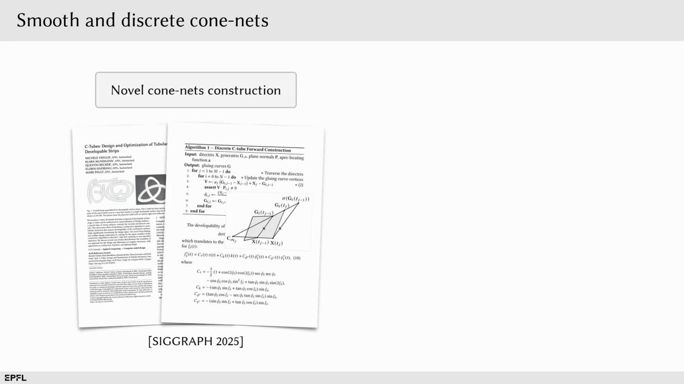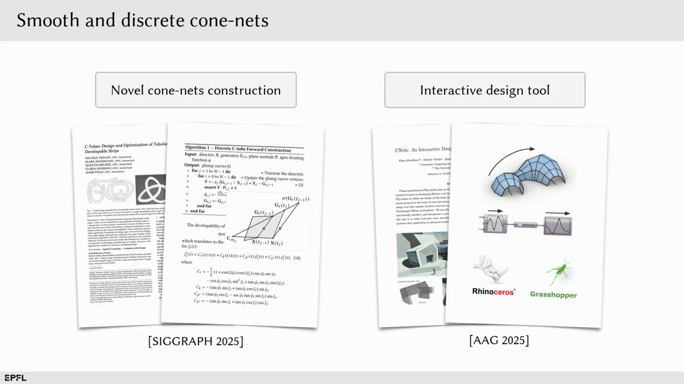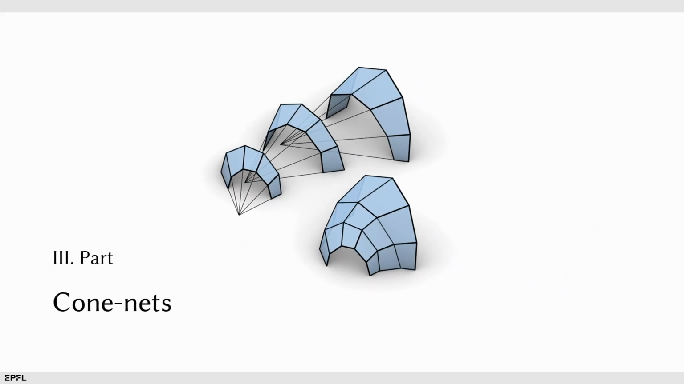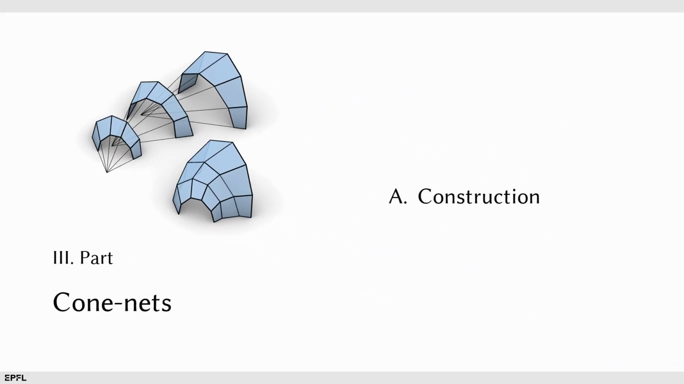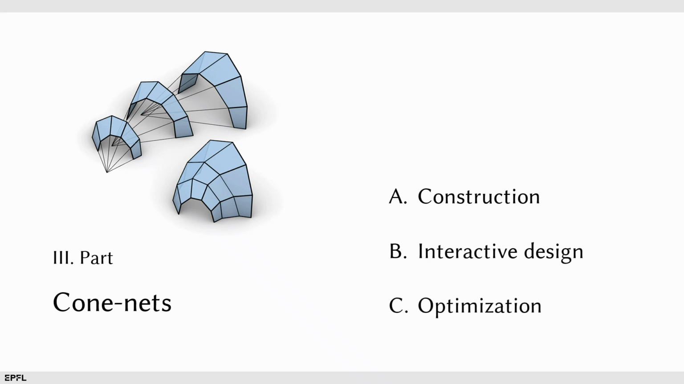In the following, we will present some of our contributions to the study, design, and optimization of cone nets. We will first review our novel cone net construction, and later we will show how this construction unlocks the design potential of cone nets with an interactive design tool for Rhino Grasshopper, of which Klara will give a demo in a few minutes. We will start by presenting the cone net construction. We will then show how this construction can be used for interactive design, and conclude by discussing some numerical optimization results and mentioning future research directions.